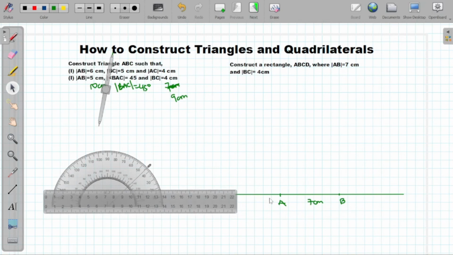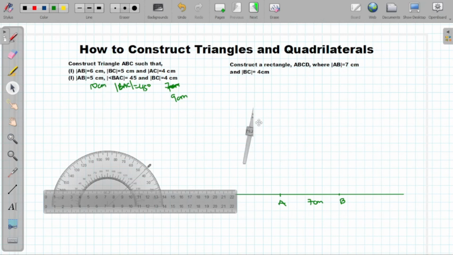All right, so now since this is my 7 centimeter mark, it means I need to have another 7 centimeters at the top, which is exactly parallel to this one. And I was also given that BC is 4 centimeters. Now 4 centimeters, I don't know how to do that, because I can't just take 4 centimeters and mark an arc over here. It won't work.